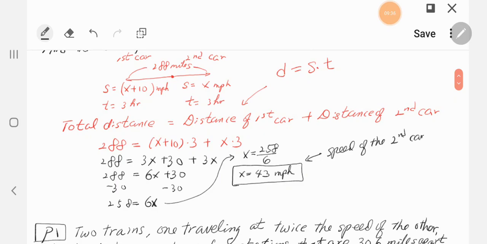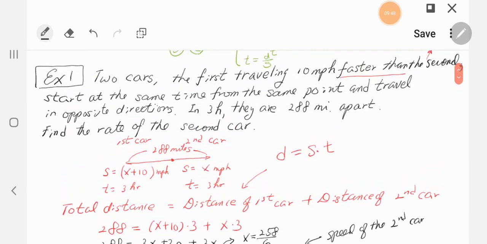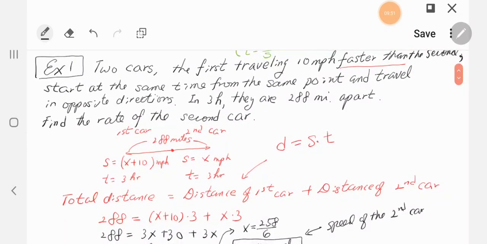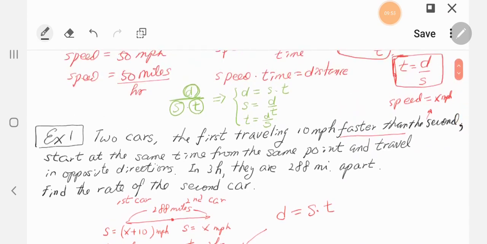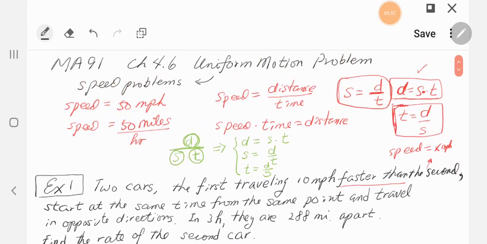So that's the answer. Then what will be the speed of the first car? Speed of the first car is 10 miles per hour faster than this, so it will be 53 miles per hour, right? Okay. So when you solve these speed questions, always try using one of these three equations.